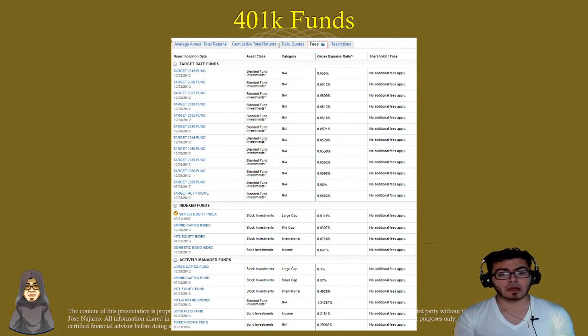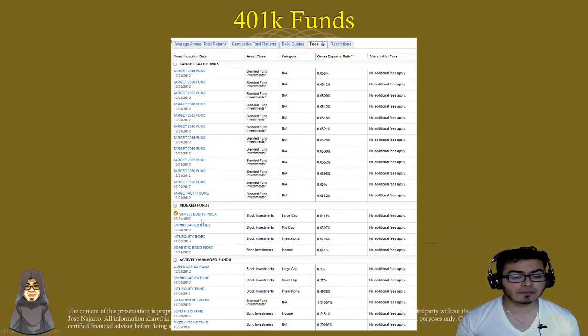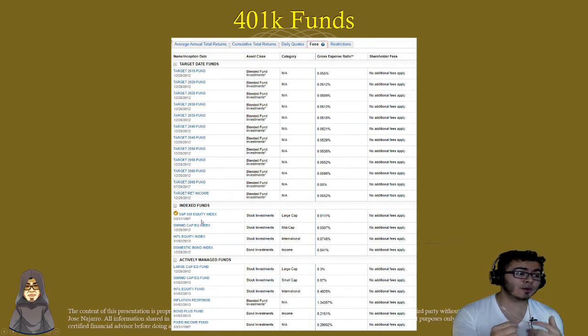The next are index funds. If you've been watching episode 1 and episode 2, you know that index funds are my favorite because they have a low expense ratio and such great returns. Here you can see a big check right here on the S&P 500 equity index fund, so you know where my 401k funds are currently at.